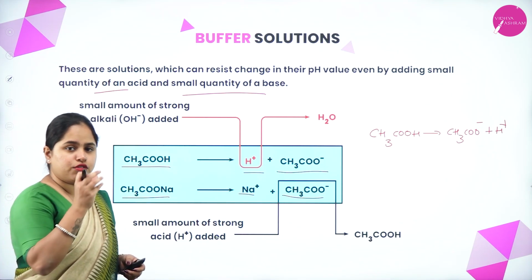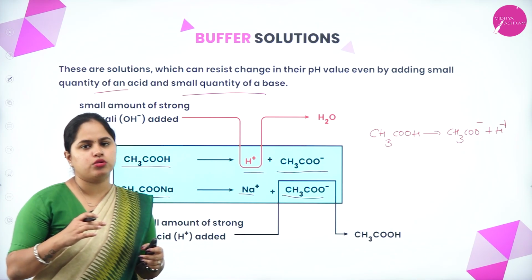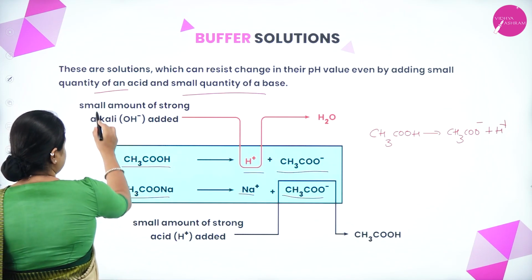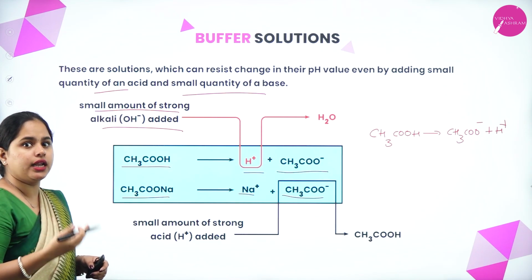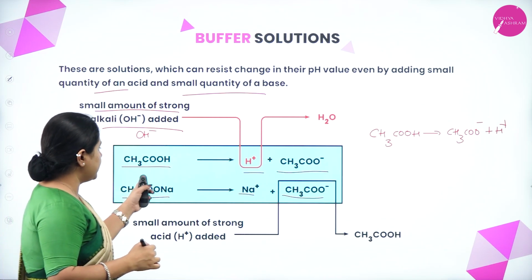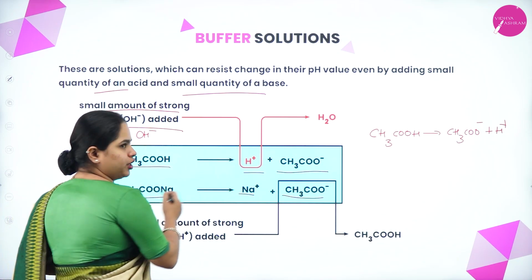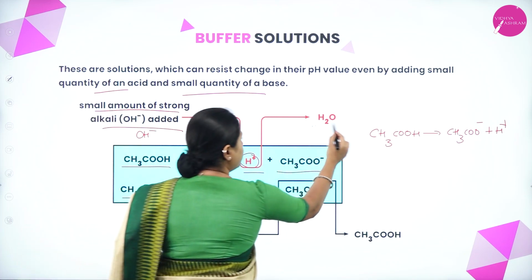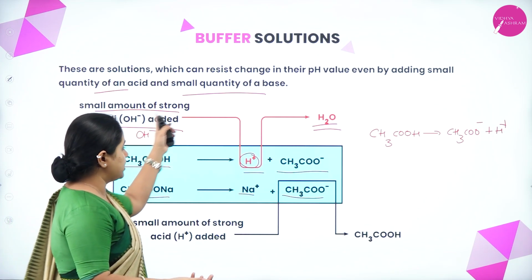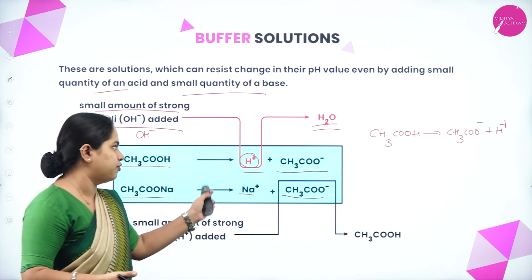So now what did we say? If you are adding small amount of acid or base, what will happen? Some reaction will take place in the buffer solution itself and it will neutralize this effect so that the pH value will not change. So for example, let us say small amount of strong alkali is added. That means we are adding a base. Little amount of base, OH minus we are adding, means what happens? The acetic acid has been dissociated into H plus and CH3COO minus, right? So the OH minus which is added to it will combine with this H plus and form water. Right. So if it is forming water, what will happen? Of course, the pH will not change, right? Because the extra OH minus which is being added formed a reaction with H plus and forms water.